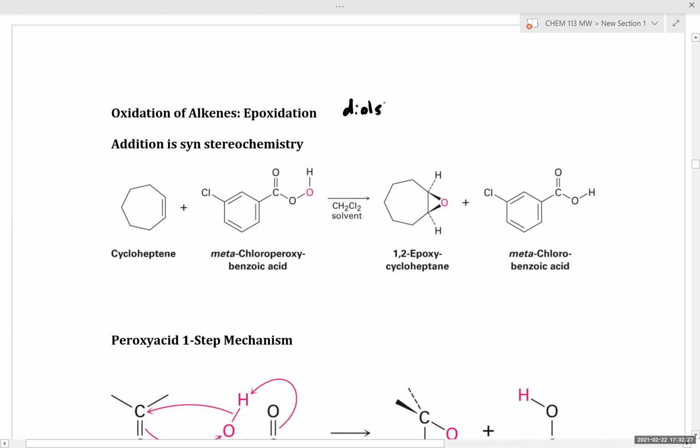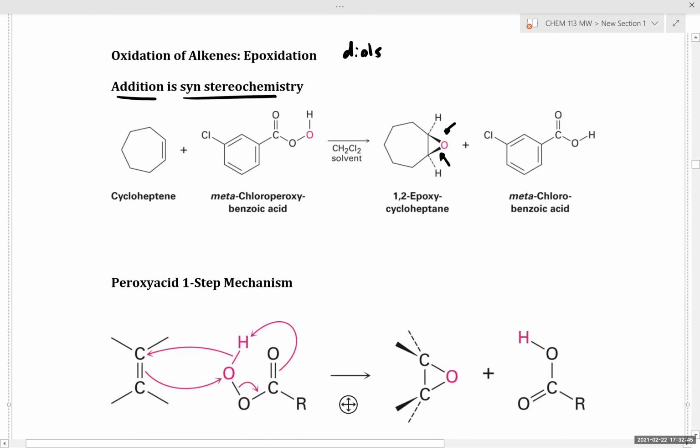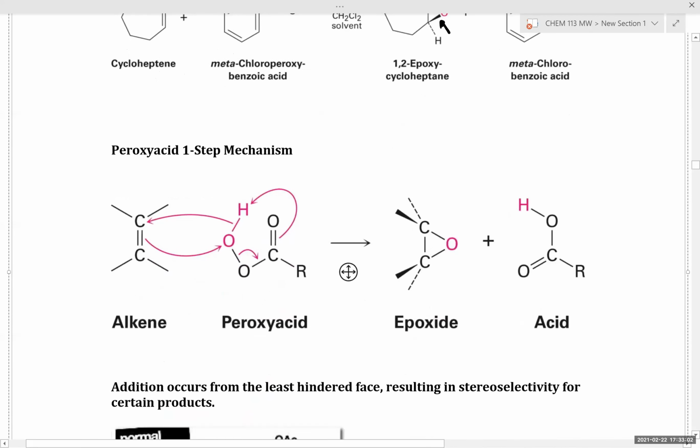The interesting feature of oxidative epoxidation is that the installation of our epoxide occurs with syn stereochemistry. So our epoxide occupies a single face of our molecule. In terms of the general mechanism for a peroxy acid, this could be metachloroperoxybenzoic acid, or it could be, for example, peracetic acid, or other peroxy acid derivatives. The mechanism is the same in all cases.